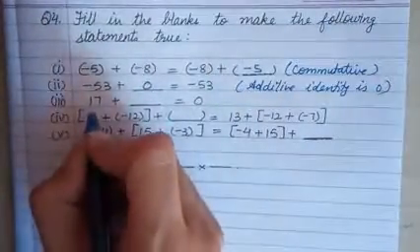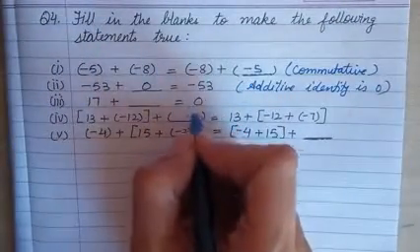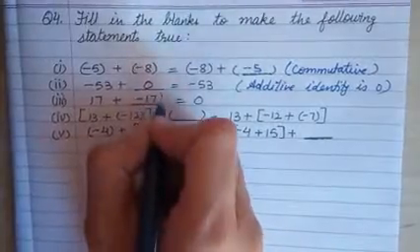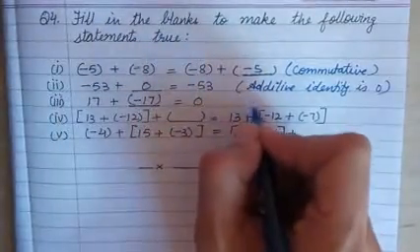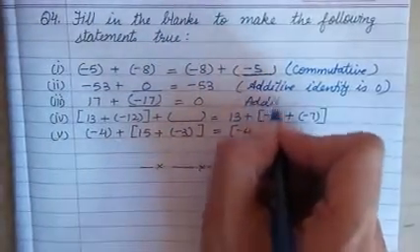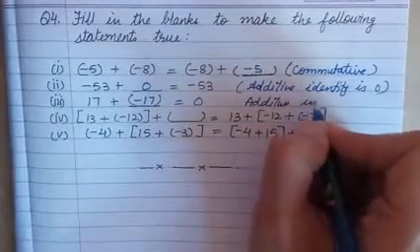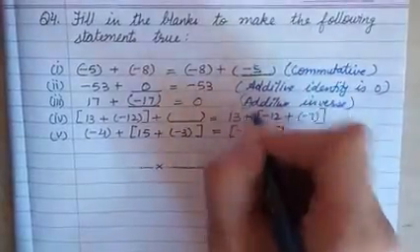Now here 17, what should be added to 17 to get 0? -17. This -17 is additive inverse.